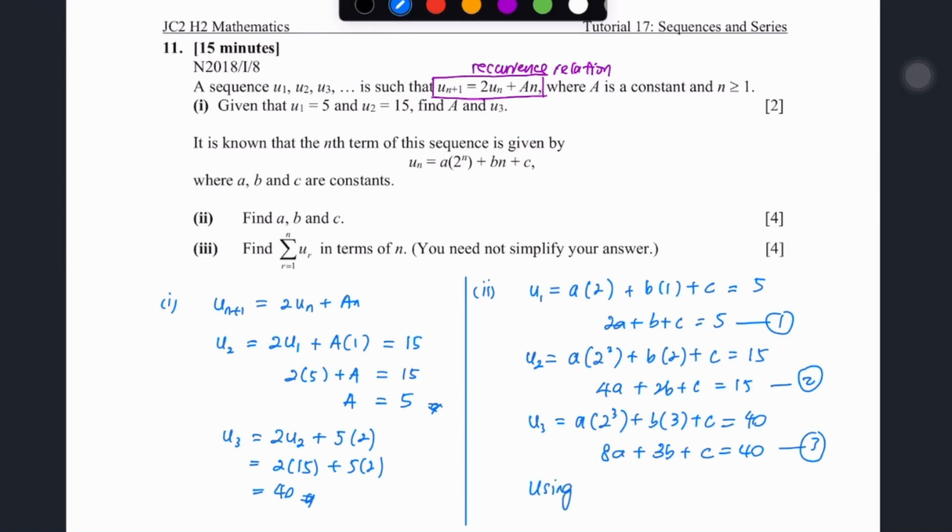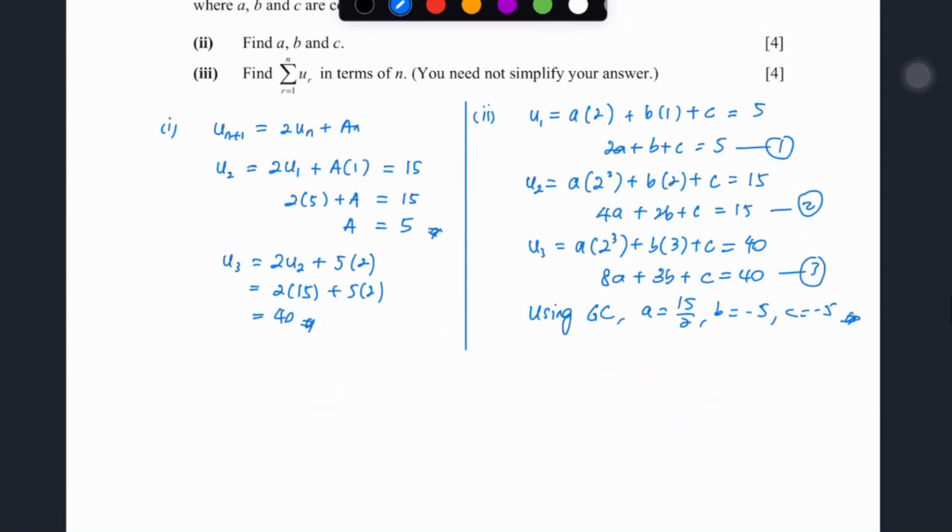This is a simultaneous linear equation, 3 variables. So using GC, our A will be equal to 7.5 or 15 over 2. B equals -5. C equals -5. Very easy. Okay. So far, any questions? So actually, the recurrence relation question is not so bad. Better than the summation. At least we don't need to change variable.